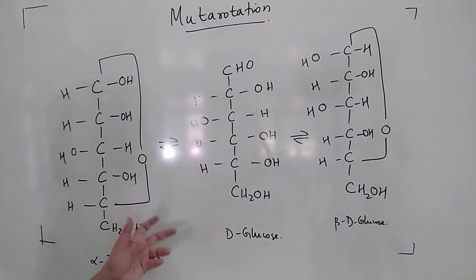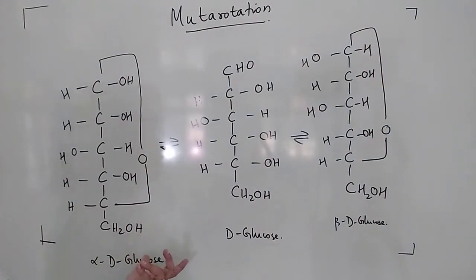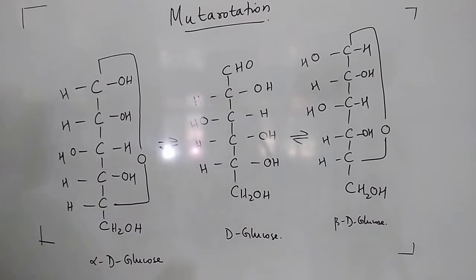Suppose you are taking an aqueous solution of alpha D glucose, meaning you are taking alpha D glucose and then adding water to it. After some time the alpha D glucose will be converted to the open chain structure, that is the D glucose, and further it will be converted to the beta D glucose. And how is this conversion possible? We can say that there will be a specific rotation.